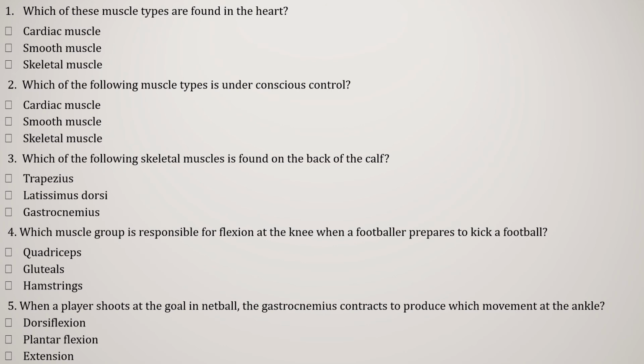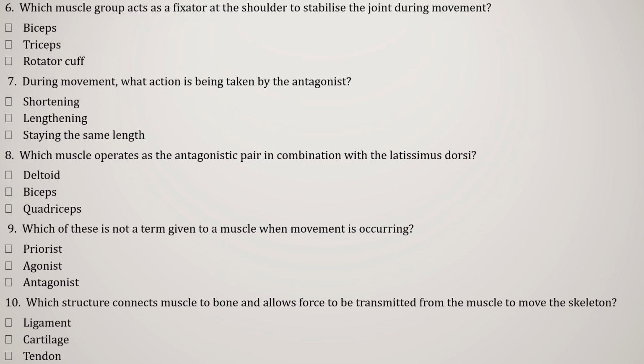Question number 4. Which muscle group is responsible for the flexion at the knee when a footballer prepares to kick a football? Number 5. When a player shoots at the goal in netball, the gastrocnemius contracts to produce which movement at the ankle? We now see question 6. Which muscle group acts as a fixator at the shoulder to stabilize the joint during movement?